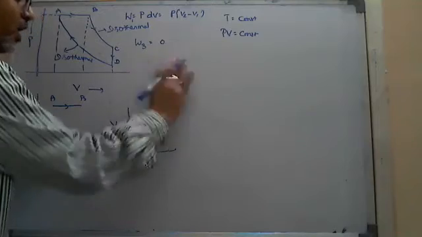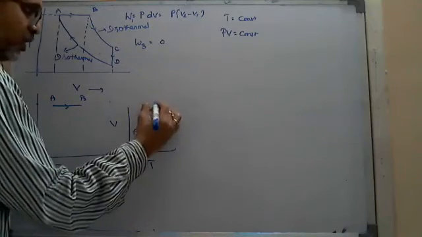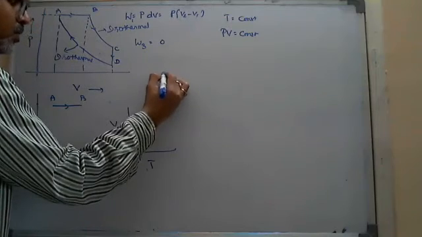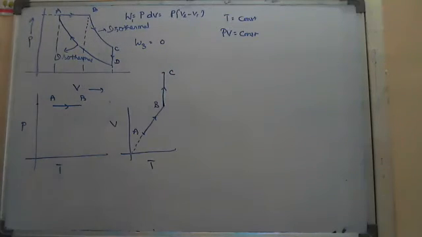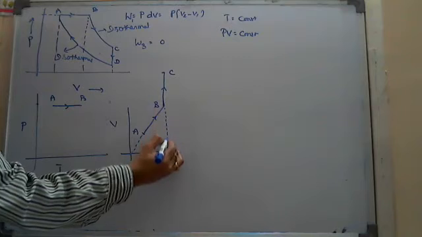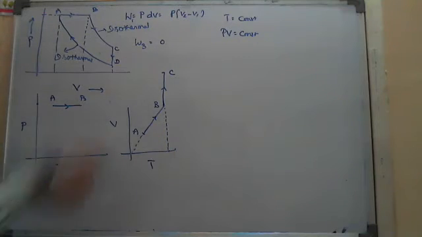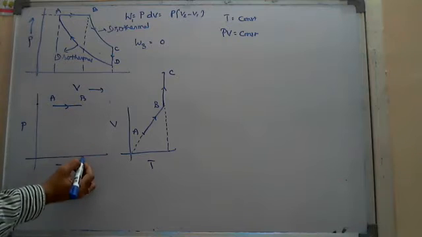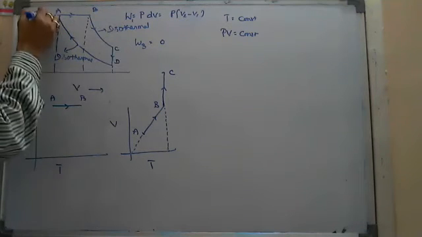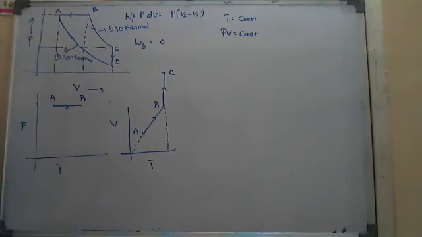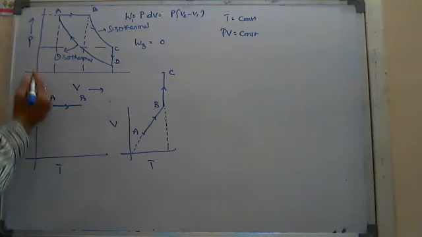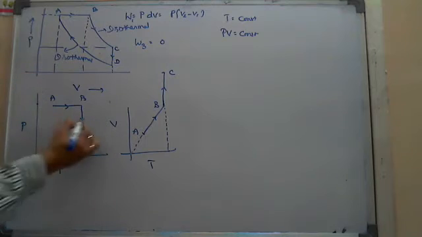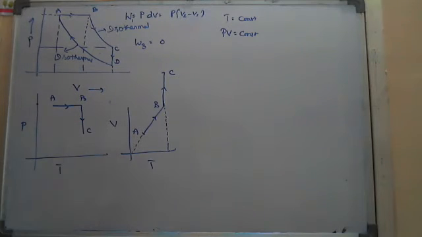So I have to draw the increase in volume like this, B to C, at this constant temperature, volume increases. And here, constant temperature means again a vertical line only, but from B to C pressure decreases. Pressure decreases means I should get the pressure decreasing from B to C like this. This is from B to C.